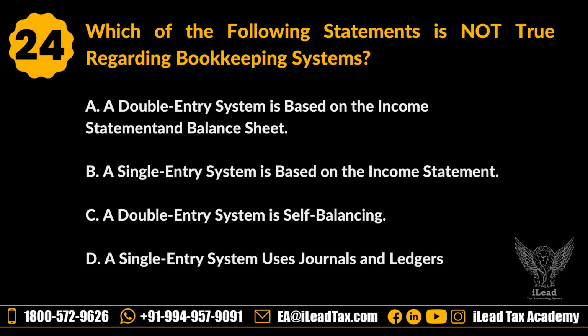Which of the following statements is not true regarding bookkeeping system? Option A, double entry system is based on the income statement and balance sheet. Option B, a single entry system is based on the income statement. Option C, a double entry system is self-balancing. Option D, a single entry system uses journal and ledger. Let's see what is the answer.